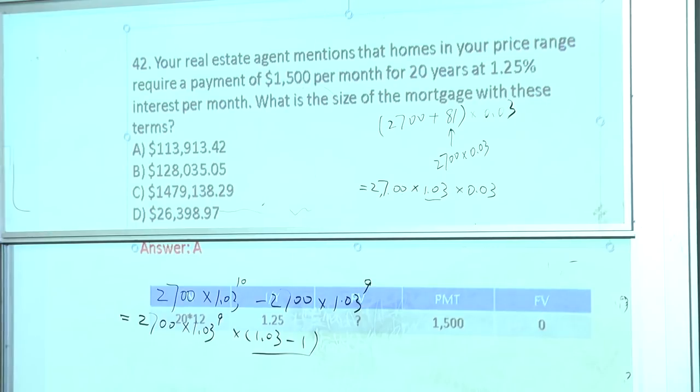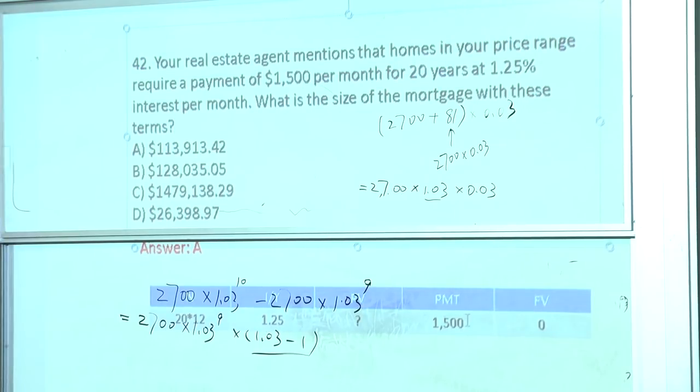So that is the present value, okay? And the number of periods, this is the monthly payments. They are 20 years multiplied by 12, okay? And the interest rate is 1.25 interest per month. That's not annual rate, so that's a monthly rate. So you can just put 1.25, okay?